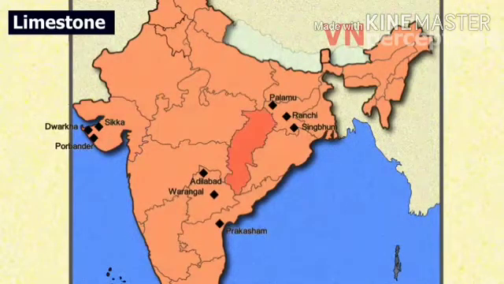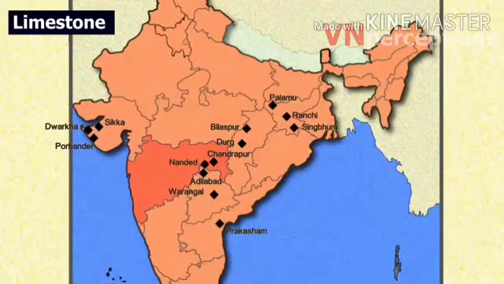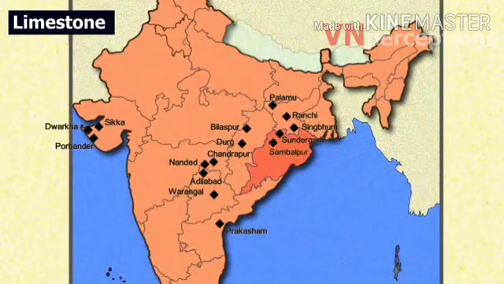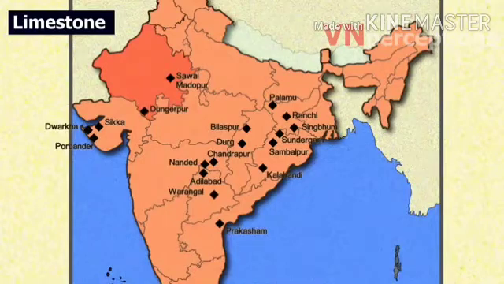In Chhattisgarh, it is Bilaspur and Durg. In Maharashtra, it is Chandrapur, Nanded. In Odisha, it is Sundargarh, Sambalpur, Kalahandi. In Rajasthan, it is Sawai Madhopur, Dungarpur, Bikaner, and Ajmer.